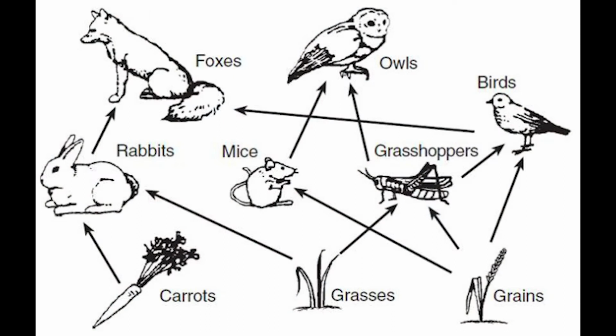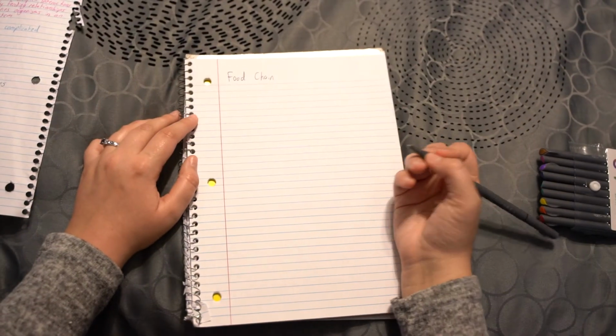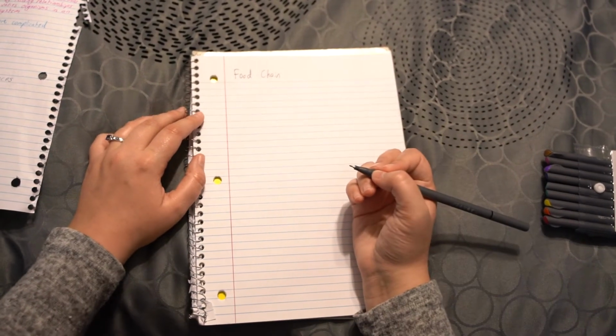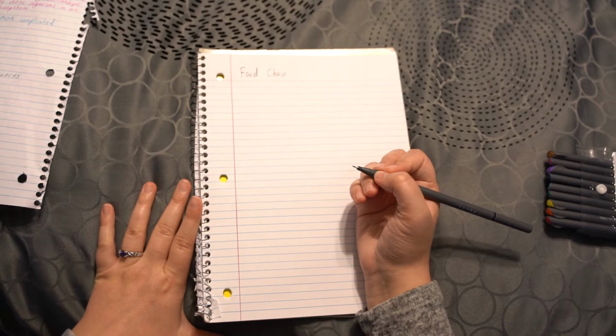Alright guys, so the last thing that we're going to talk about are food webs. These are networks of complex interactions that are formed by feeding relationships among various organisms in an ecosystem. Okay? So these are going to be more complicated than food chains because you're looking at multiple different organisms in the same ecosystem.